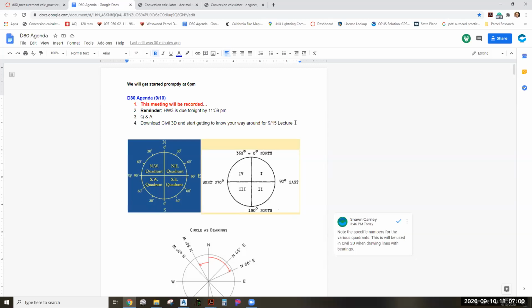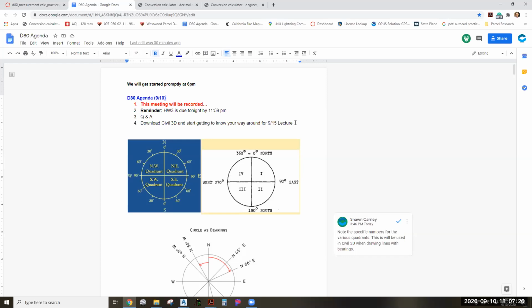So bearings are the crucial element for civil. Everything is, when we talk about coordinates, when we talk about if we're starting from point A and we're going to point B, we have to give that notation a bearing, so a direction. Bearing means direction, as well as a distance.